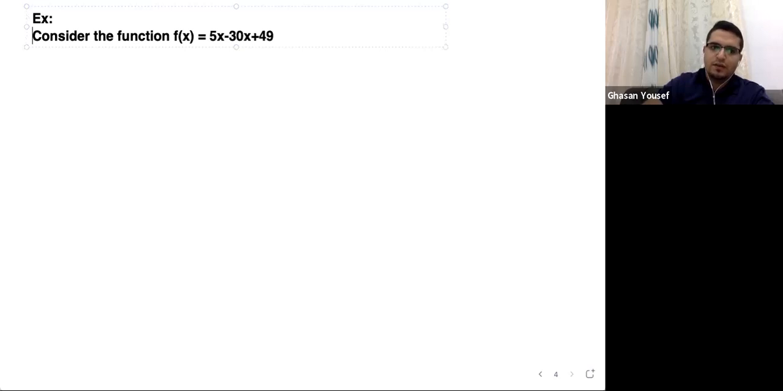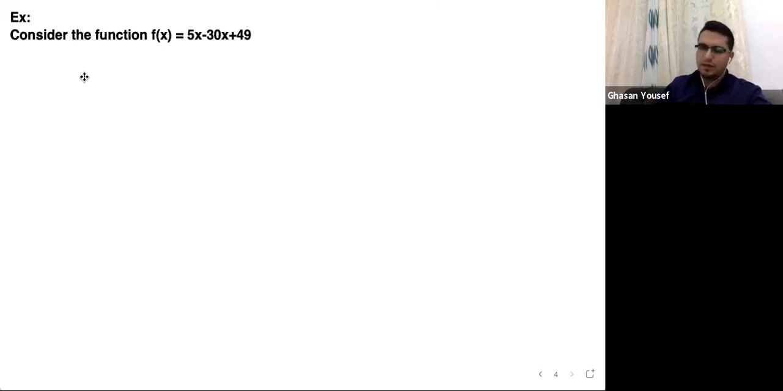Why quadratic? Because the degree here is 2. Look, here has a degree 2. Here is 2. 5x squared minus 30x plus 49. So now the questions. One, express f in the standard form.